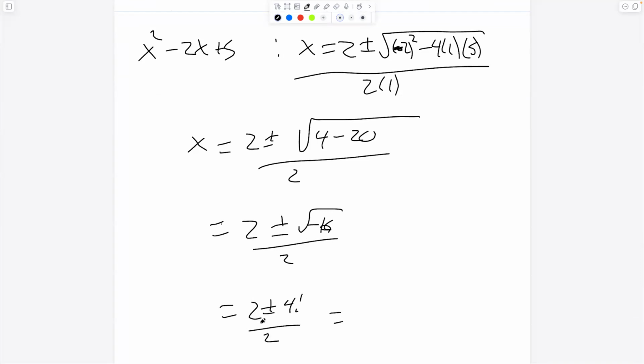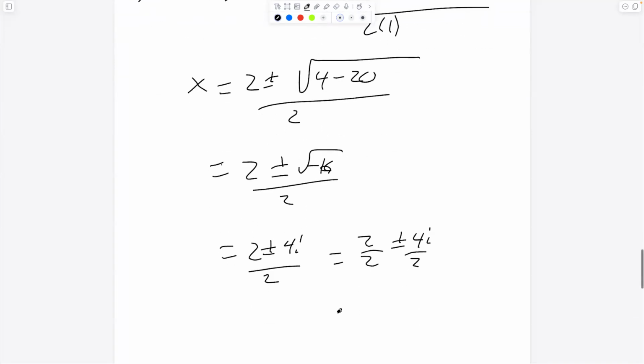And remember, when you're splitting these up, don't just cancel here. You have to write each one over 2 and then cancel in each fraction. So that's 1 plus or minus 2i.